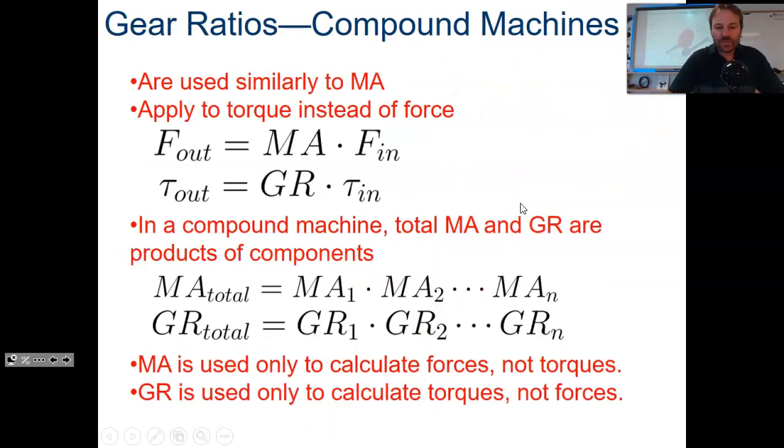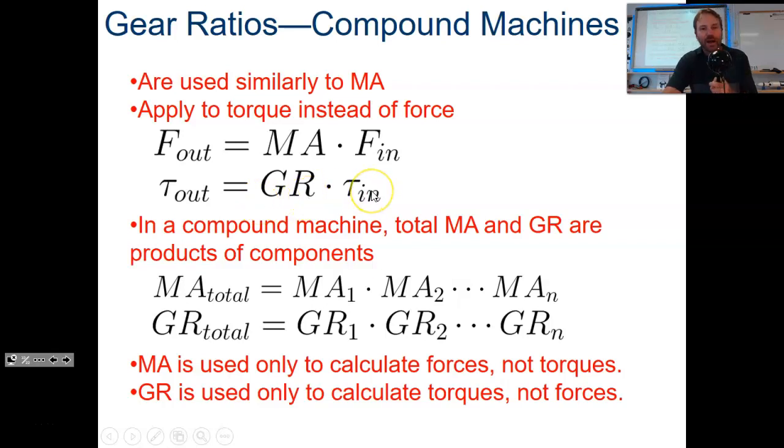Gear ratios in compound machines are very similar to mechanical advantages in that you can find how much force you get out. If you remember back to actual mechanical advantage, it's the force in, force out sort of thing. You would do the same thing with gear ratios.